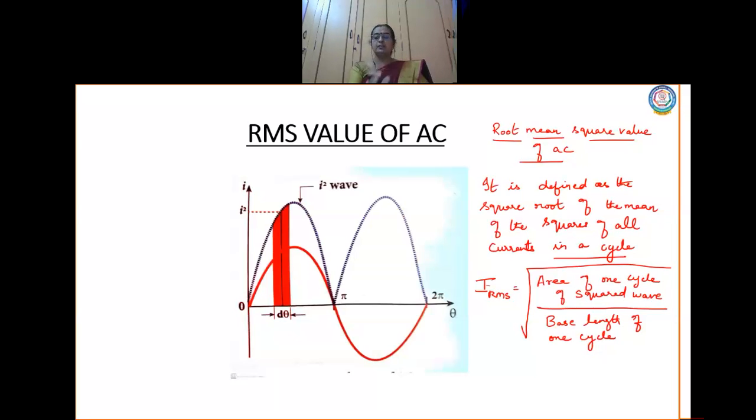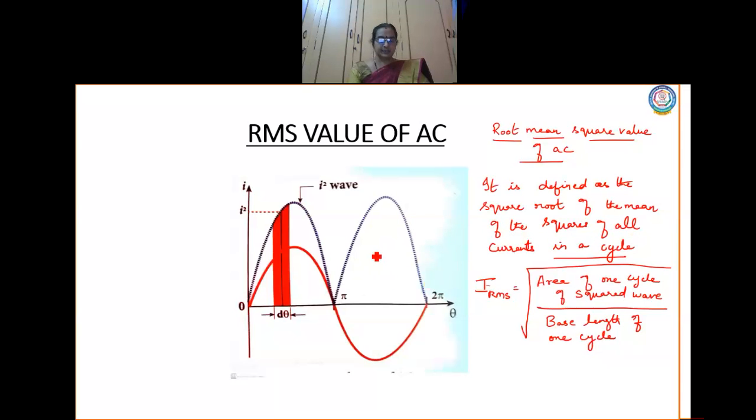We know the instantaneous current at a particular point is I equals Im sin omega t, and V equals Vm sin omega t, or theta. We are going to use these two equations to find the root mean square value of AC. Now, why are we finding the squares of all the currents?